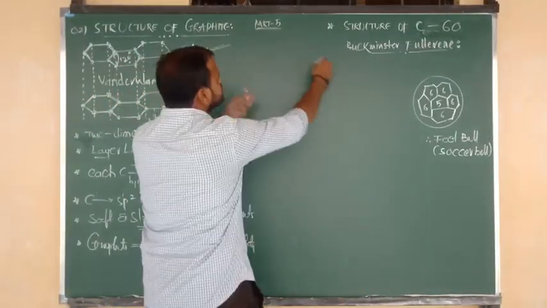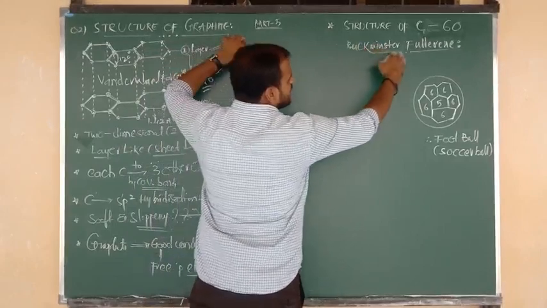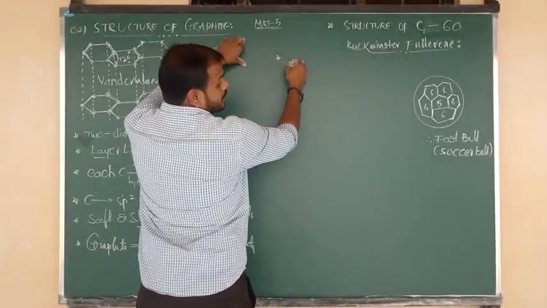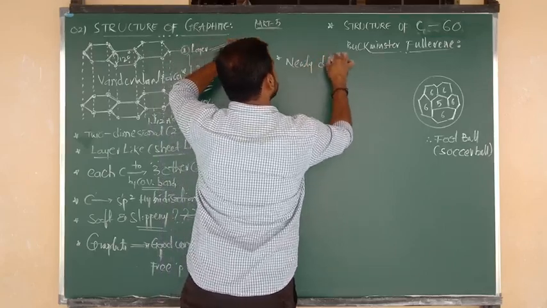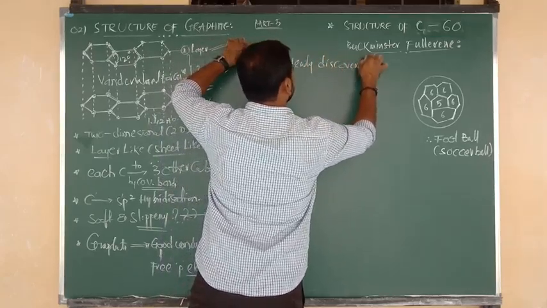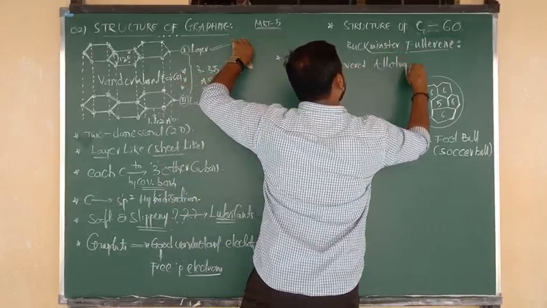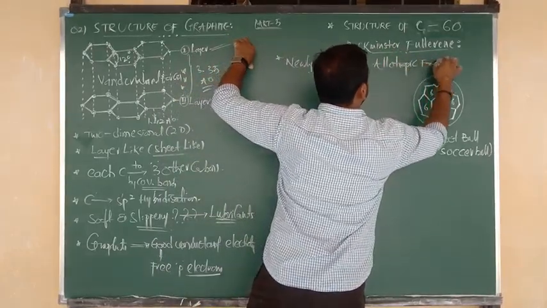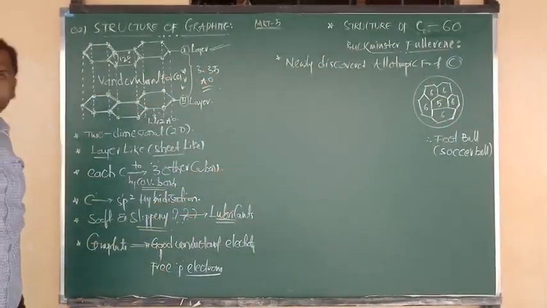Try to remember point number 1. C60 Buckminster fullerene is a newly discovered allotropic form of carbon.